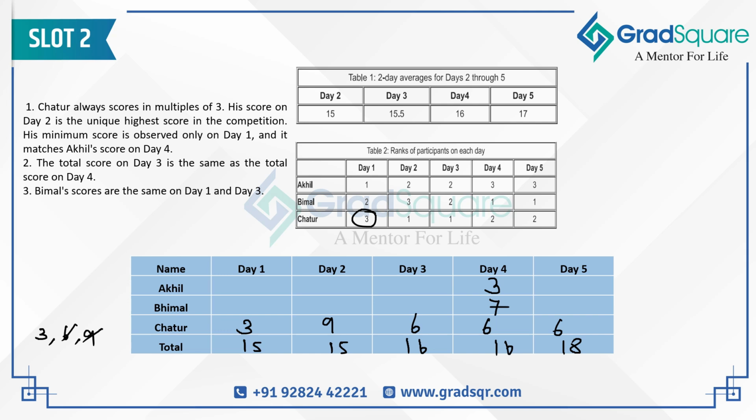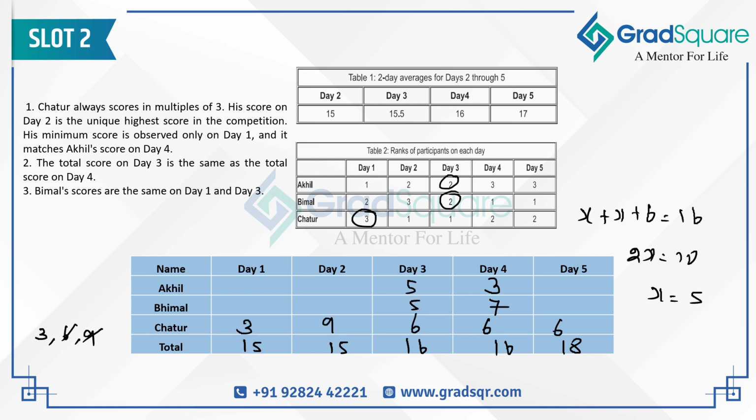And on day 3, Akhil and Bimal are scoring the same rank, that is they are getting the same score. I'm going to take the score as x. x plus 6 should give me what? 16, and 2x should give me 10, and what is the value of x there? 5. So 5 is the answer.